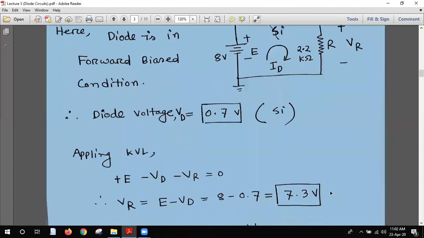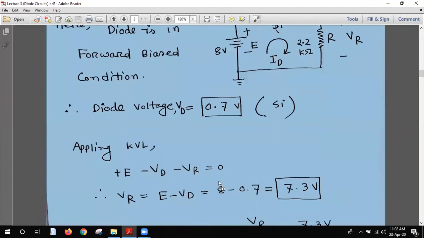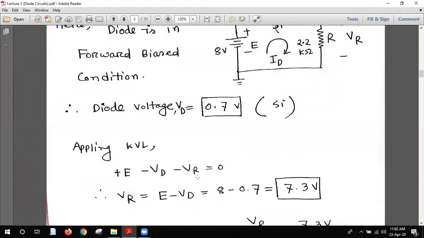So from here we know that we need to find out the VR. To find out VR, we take VR on one side and everything on the other side. We know that the value of E is 8 volt, that is given in the circuit, and the value of VD is 0.7 volt. So 8 minus 0.7 becomes 7.3. So the voltage across the resistance becomes 7.3. It's a very easy thing.